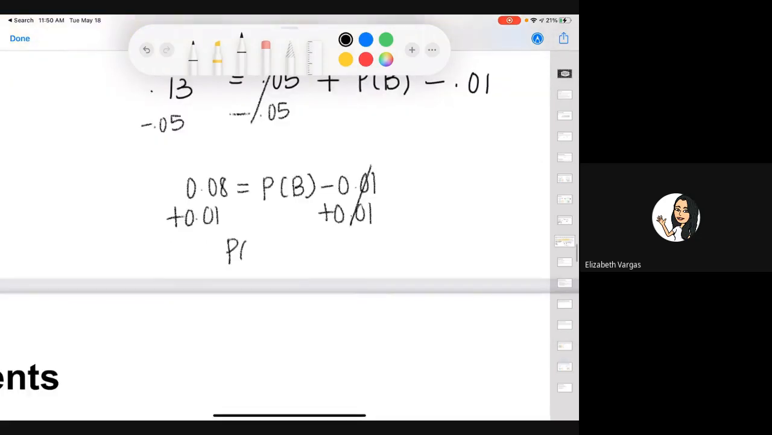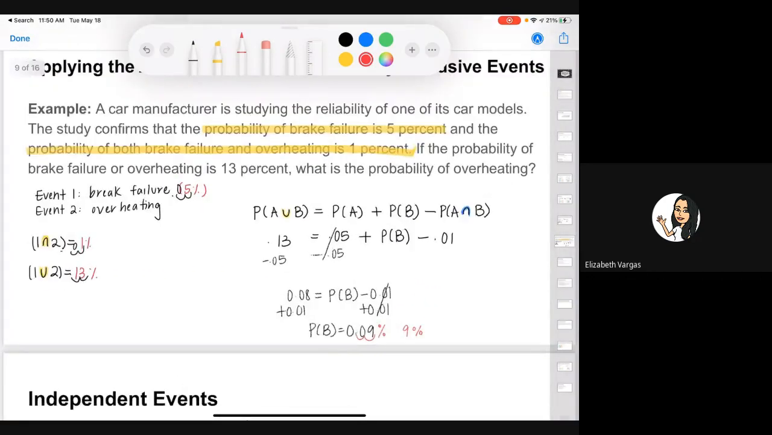So therefore, my probability of B is equal to 0.09. Or if I wanted to change that back to percentage, 9%. So my probability of overheating is 9%.